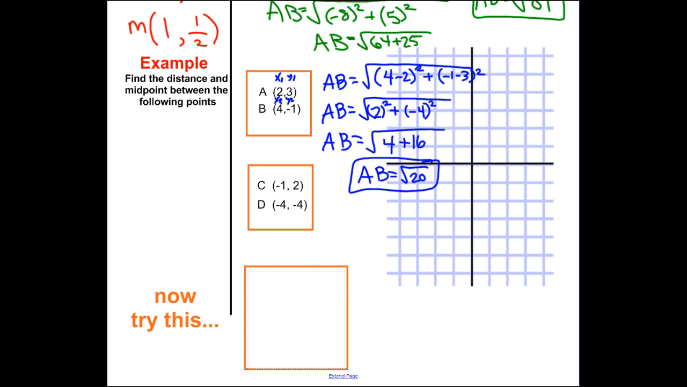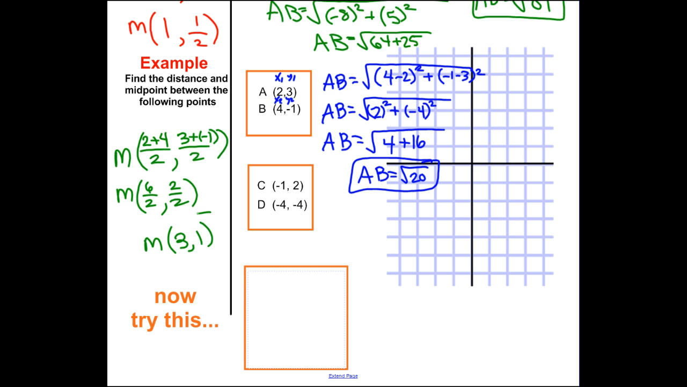Now I'm going to find the midpoint of those points. So the midpoint equals x1 plus x2 divided by 2, and y1 plus y2 divided by 2, which means we really get 6 over 2, 2 over 2, which means our midpoint of the points AB is 3, 1. There's our midpoint, and there is our distance.